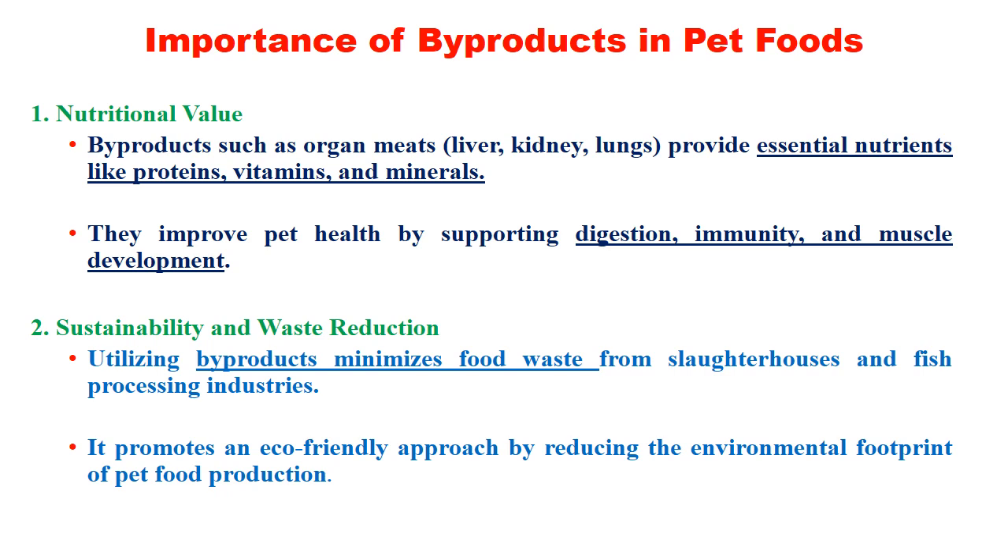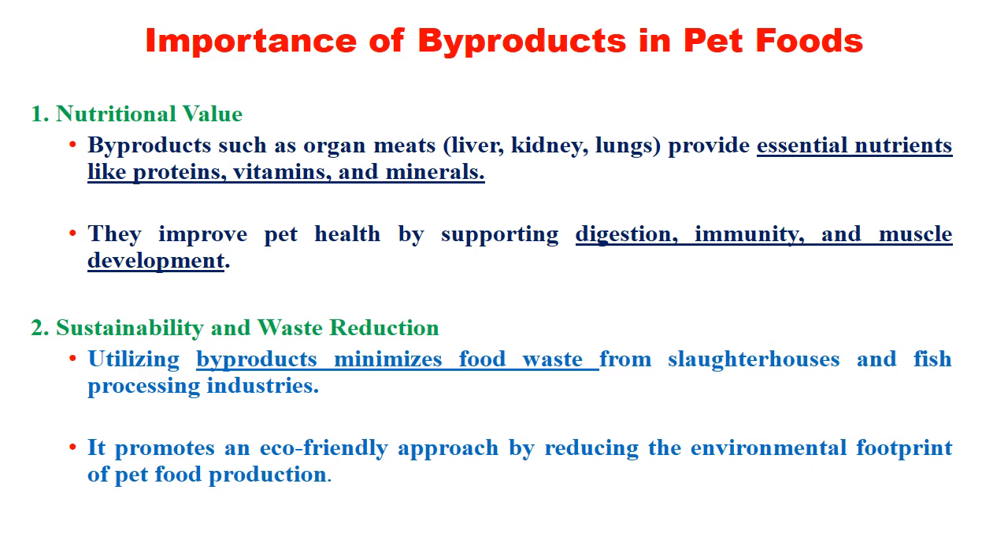The second is sustainability and waste reduction. So utilizing these byproducts minimizes the waste from slaughterhouses and fish processing industries. And these byproducts promote an eco-friendly approach by reducing the environmental footprint of pet food production. So these byproducts used in pet food are really important from the nutritional point of view and from the sustainability point of view.